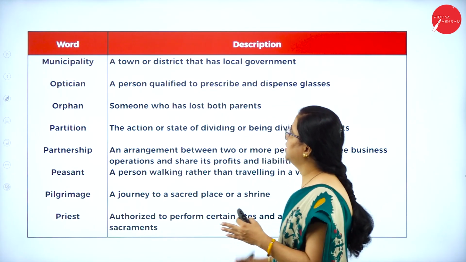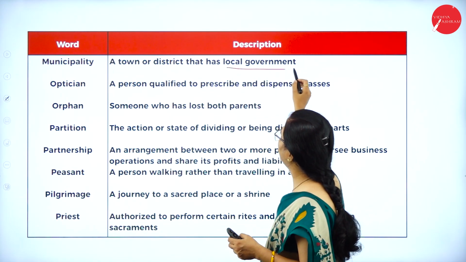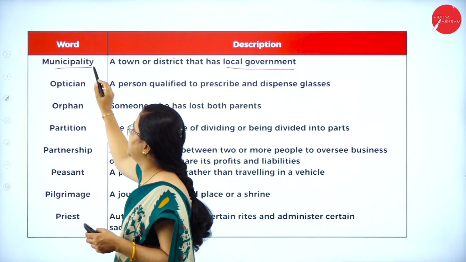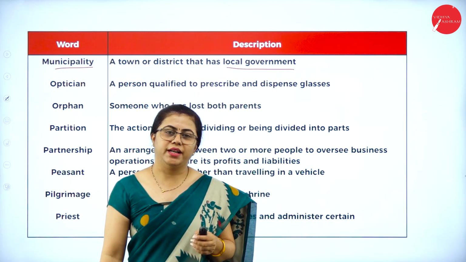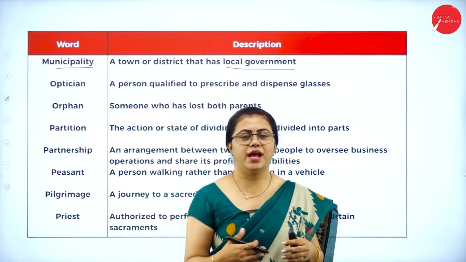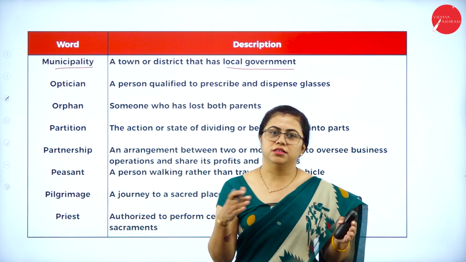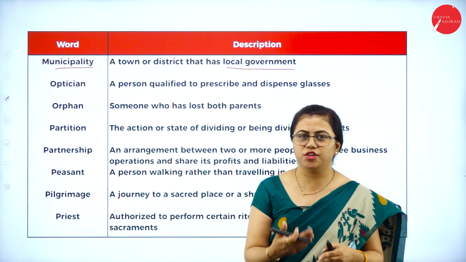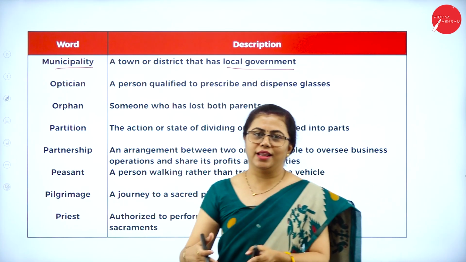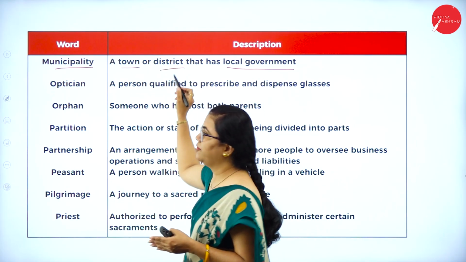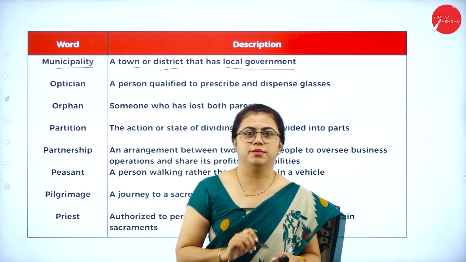Then the town or district that has a local government. Whenever you get this word local government, you can guess it as municipality. So municipality, in different levels, it is different. For example, at village level, it is different, that is gram panchayat. So something like that. Town or district, that level, it is called a municipality.